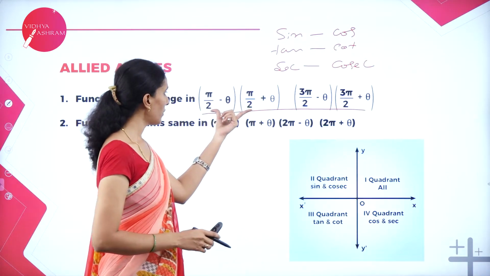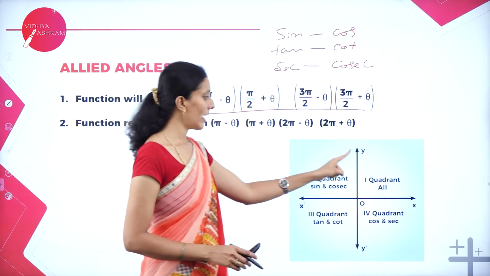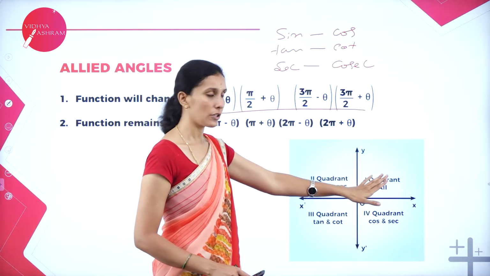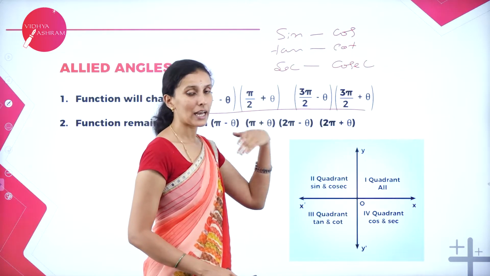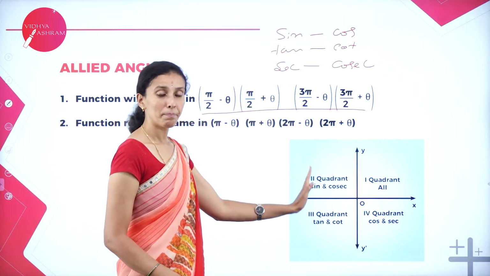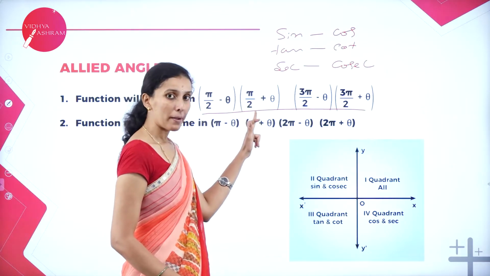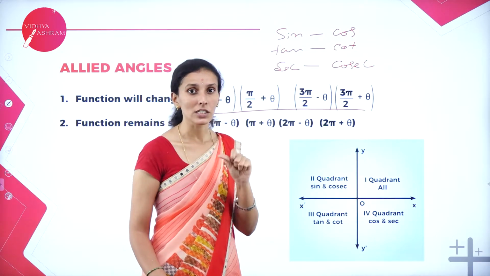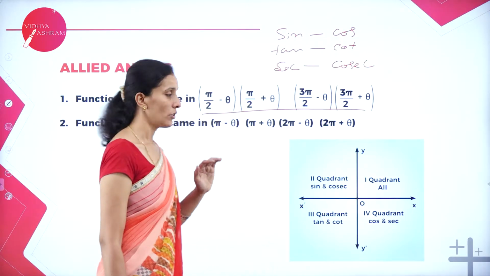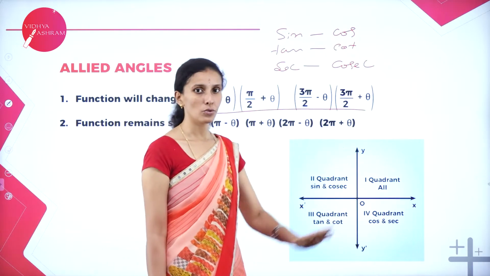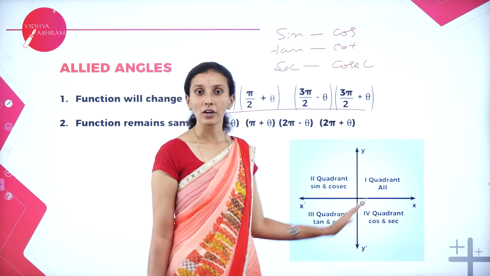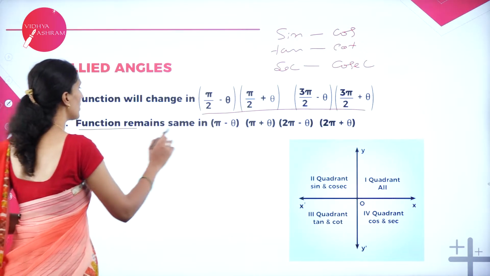For example, if you take pi by 2 minus theta, then it is plus, because in the first quadrant all the functions are positive. So therefore, sin of pi by 2 minus theta can be directly written as cos theta. And if you take the same function as pi by 2 plus theta, there sin of pi by 2 plus theta will become minus cos theta. Why? Because cos theta is negative in the second quadrant. So therefore, for multiples of pi by 2, the function changes to co-function. Sign depends on which quadrant the function lies in.